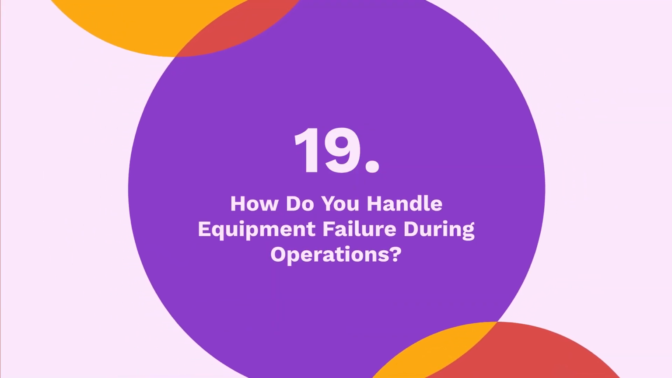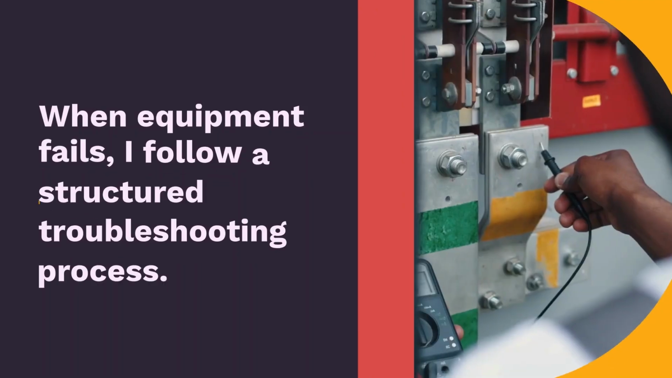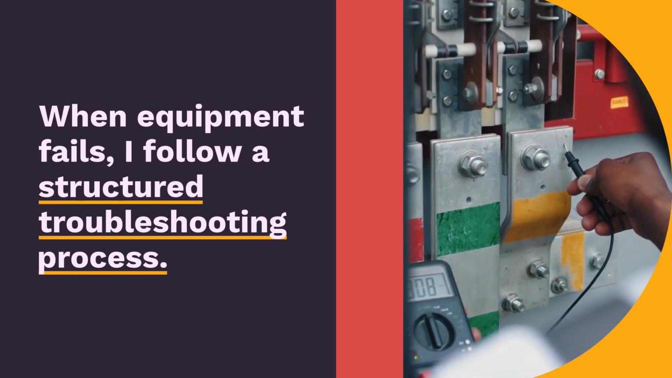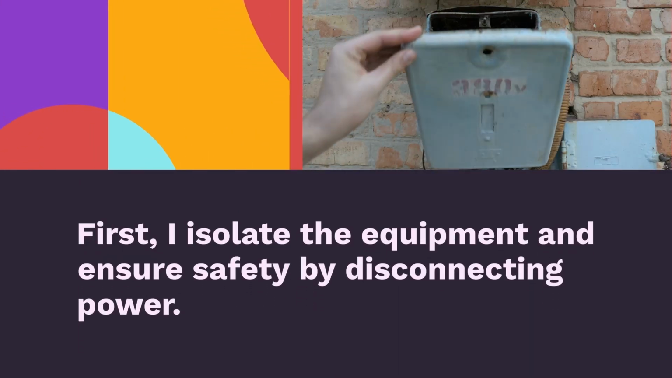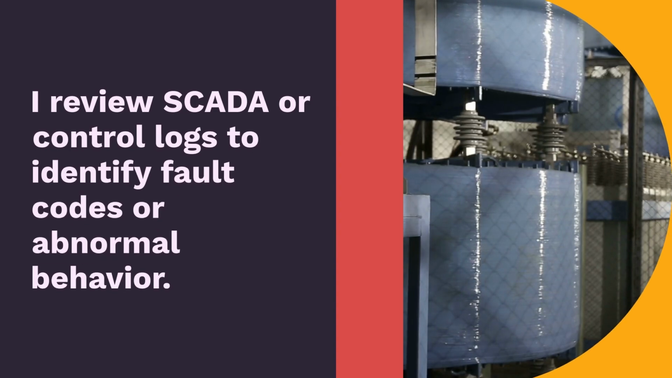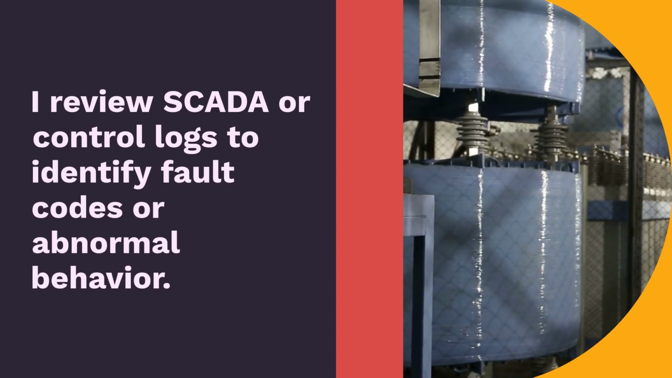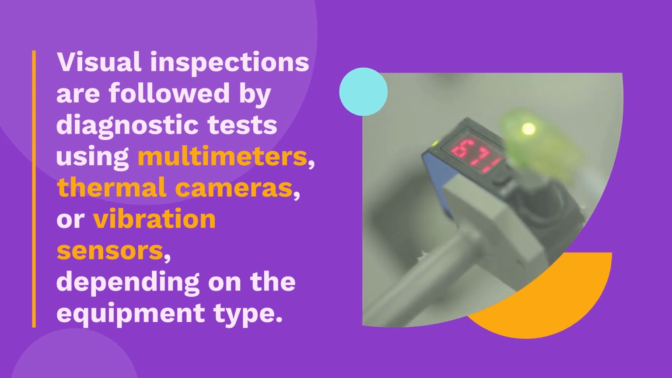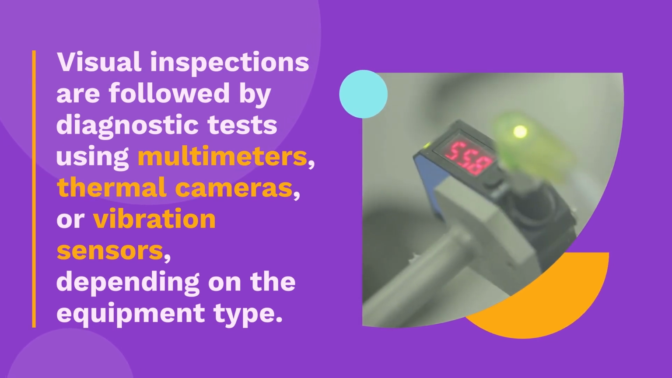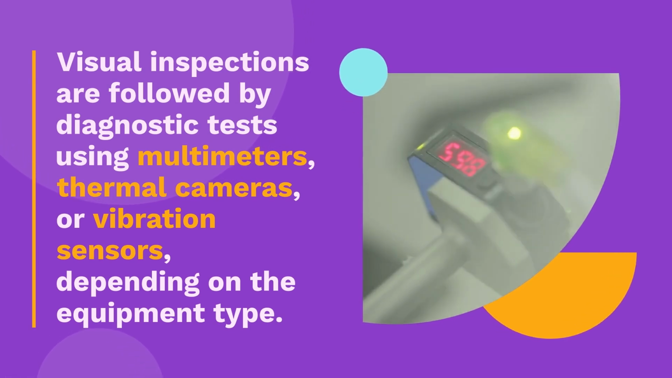19. How do you handle equipment failure during operations? When equipment fails, I follow a structured troubleshooting process. First, I isolate the equipment and ensure safety by disconnecting power. I review SCADA or control logs to identify fault codes or abnormal behavior. Visual inspections are followed by diagnostic tests using multimeters, thermal cameras, or vibration sensors, depending on the equipment type.